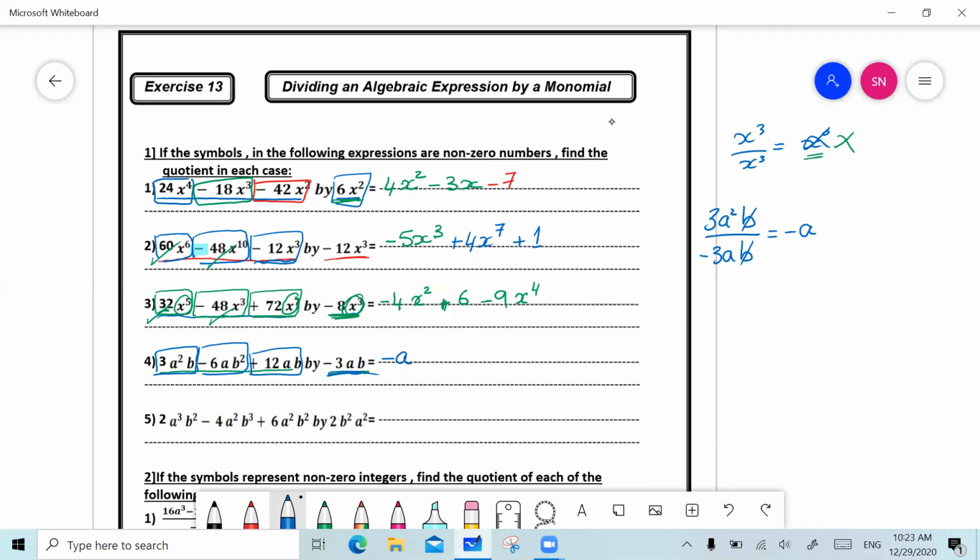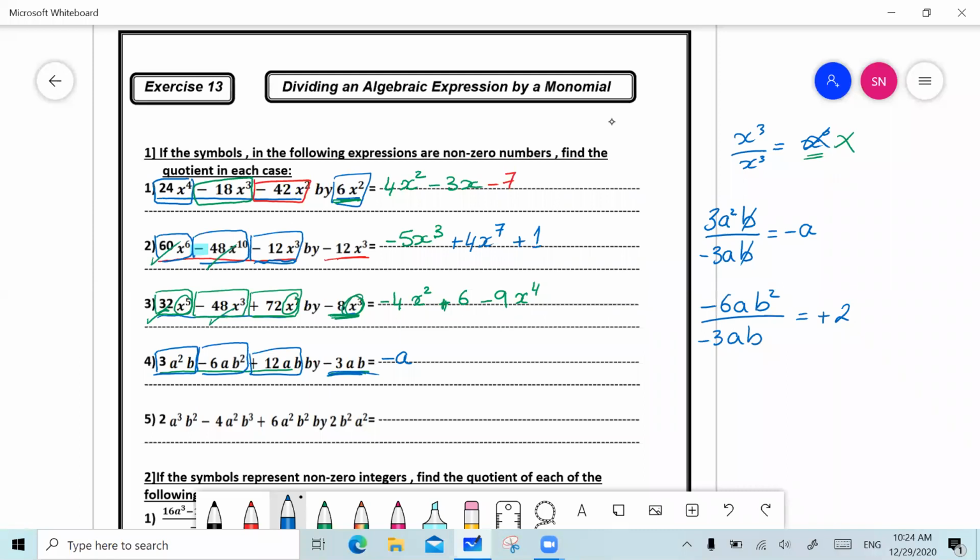Going for the second term, I have negative 6ab to the power of 2. I want to divide it by the monomial which I have, negative 3ab. Negative 6 divided by negative 3 is equal to positive 2.